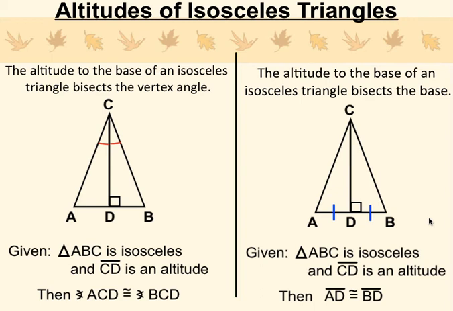So those are all the properties of isosceles triangles. Now that we know these properties, we can use them in proofs. We just have to make sure we write them correctly.